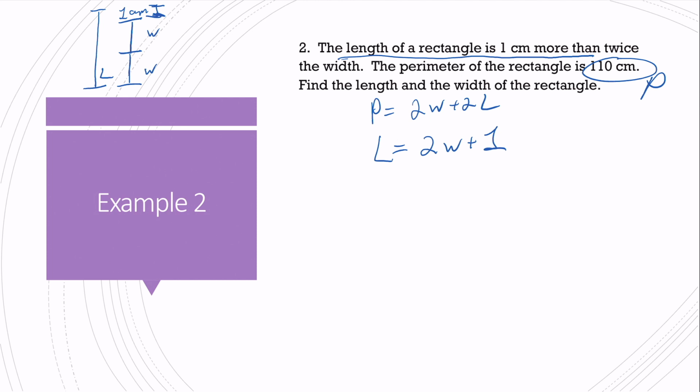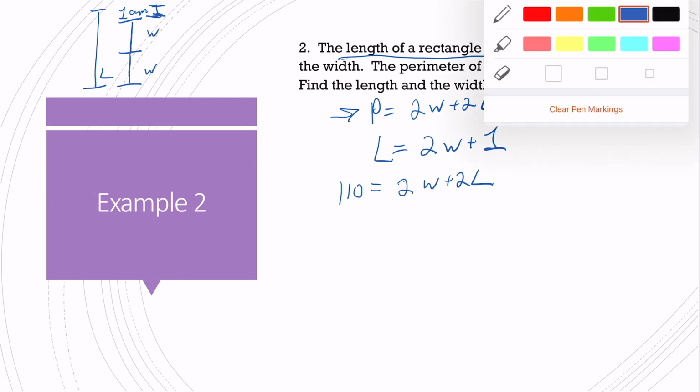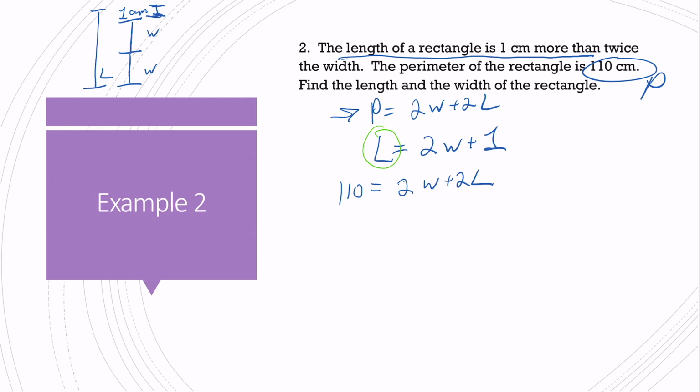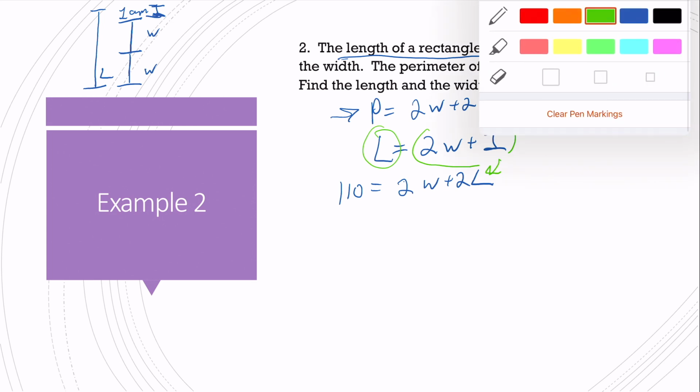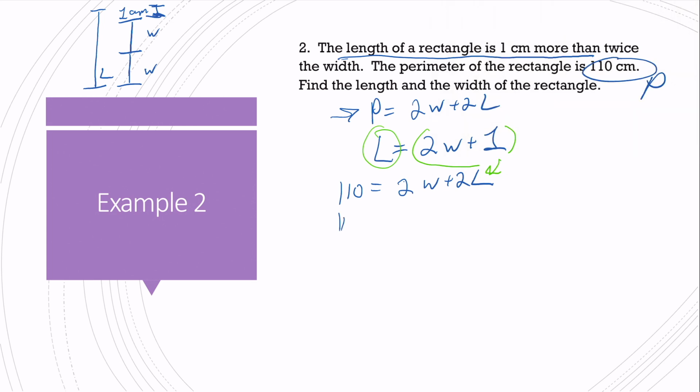Now I can start substituting in because this is 2 variables. Well, this one's 3, right? I need to start filling in with what I know. Well, I know 110 is my perimeter, and I have 2L plus 2W plus 2L. I also know exactly what my length is. My length is 2W plus 1. So I'm going to substitute in for L 2W plus 1 because they're equivalent. I could substitute them. I can change them out. So I'm going to have 110 is 2W plus 2 times 2W plus 1.